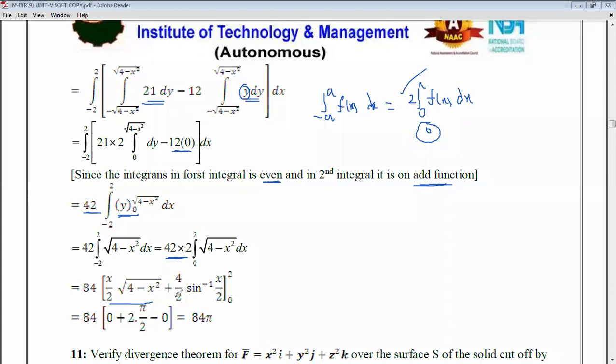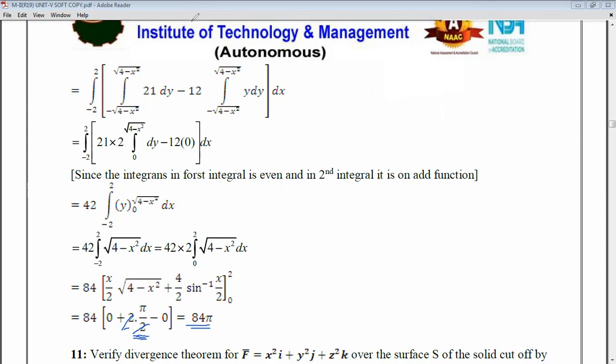So for that, here it is having 2 into sine inverse of 2 by 2, which is nothing but sine inverse of 1. Sine inverse of 1 is nothing but pi by 2, since sine of pi by 2 is 1. And next, if you substitute 0 in place of x, 0 into anything is 0, and sine inverse of 0 is obviously 0. It means simply 84 into pi by 2. So this is okay. This is a problem using or applying the divergence theorem. So these are the problems.